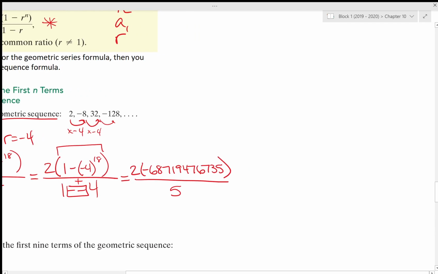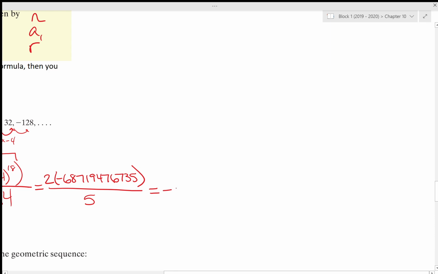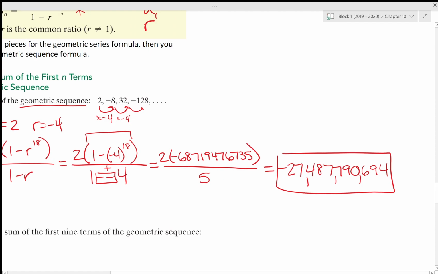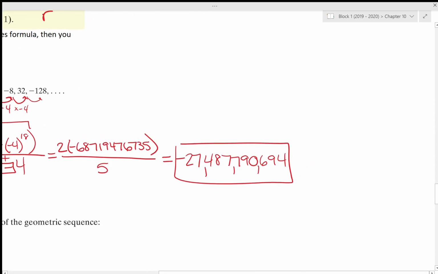Now, you times by 2, then divide by 5, and what you should get is negative 2,748,777,906,94. So all those numbers added up, the first 18 in this pattern are going to add up to negative 27,487,790,694. They're going to be big like this.